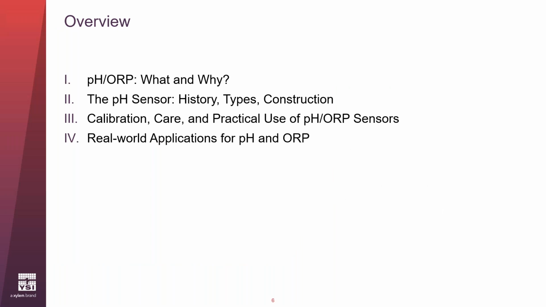All right, quick overview. What are we covering today in our webinar? pH, ORP, what and why? The pH sensor, some history, types of sensors, and the construction of those sensors. Part 3 will be calibration, care, and practical use of pH and ORP sensors. And our final part for the webinar will be real-world applications for pH and ORP.